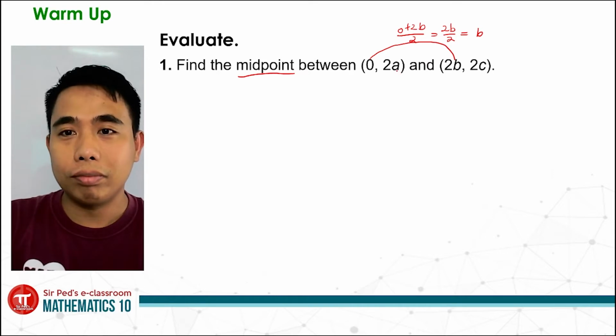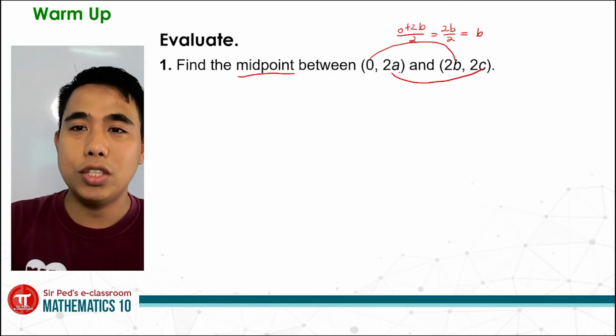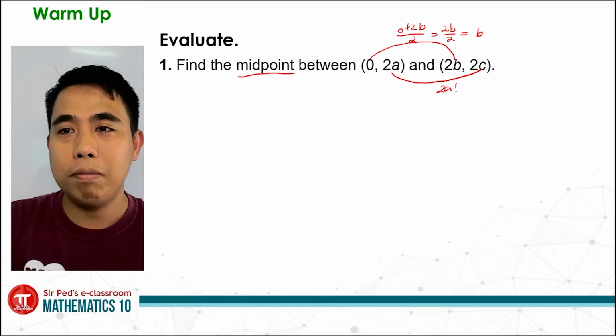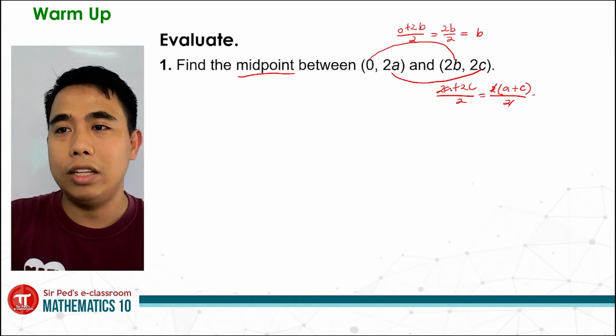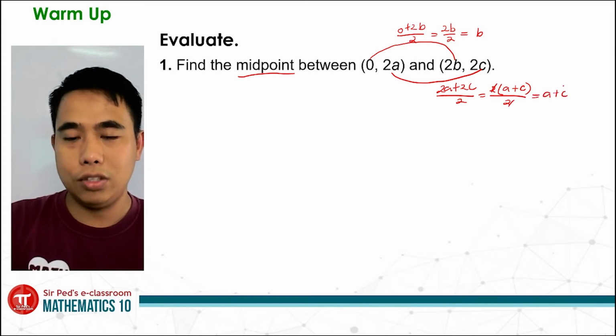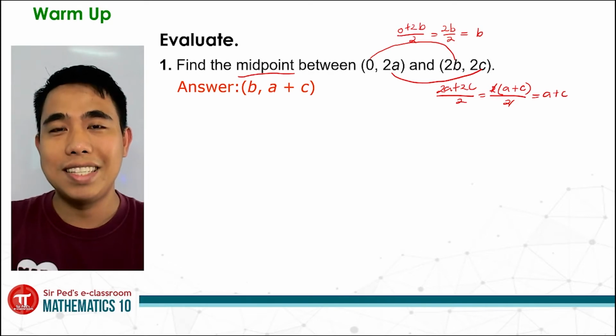After that, to get the y-coordinate of the midpoint, you add the y-coordinates of the two endpoints, 2a plus 2c, divided by 2. You factor out 2 in the numerator. What remains inside is a plus c, and then divided by 2. So we cancel that one. The answer is a plus c. So the coordinates of the midpoint will be (b, a plus c).